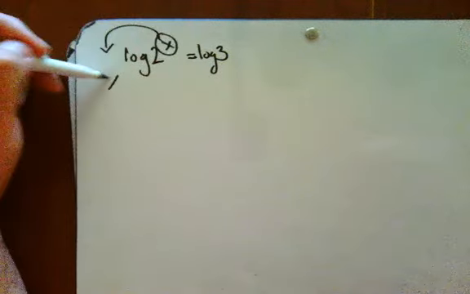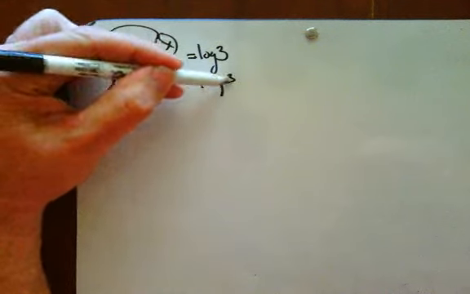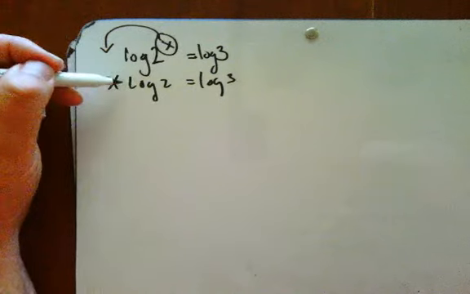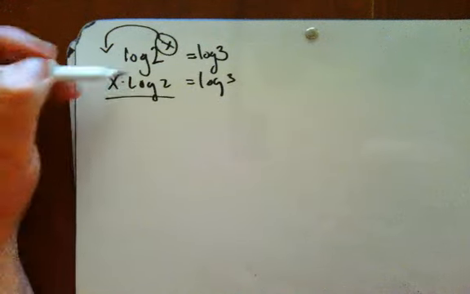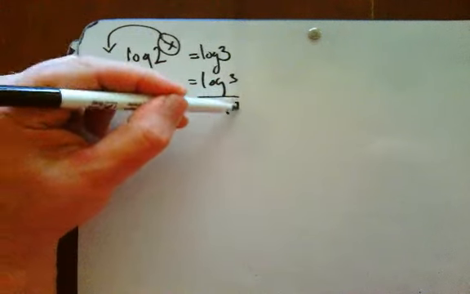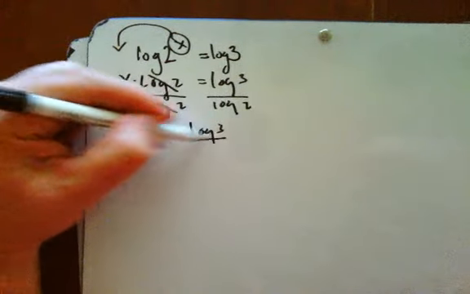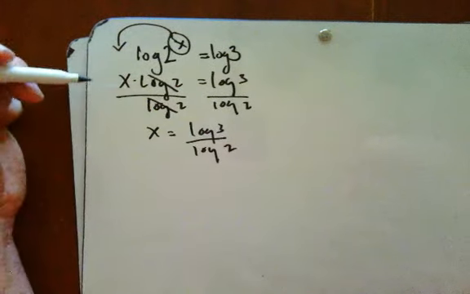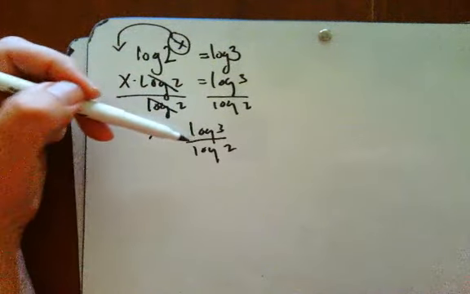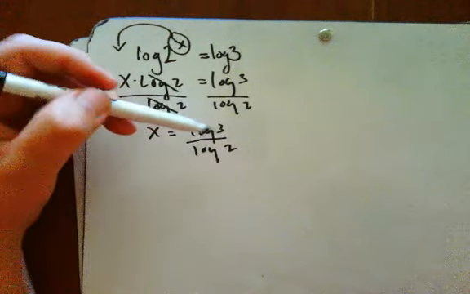So I'm going to take the log of both sides. Log of both sides, and bring that x down. And now I have x log 2 equals log 3. This x is attached to the log 2 with multiplication, so if I want to get x by itself, I have to divide by log 2. So x equals log 3 over log 2.